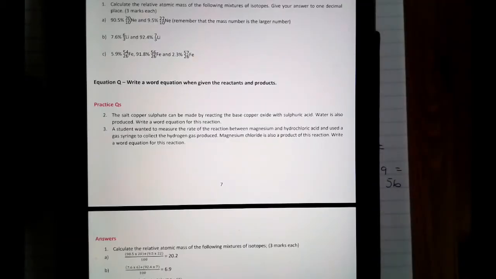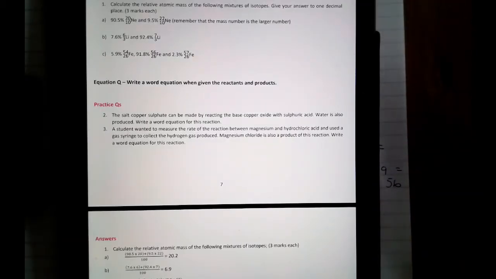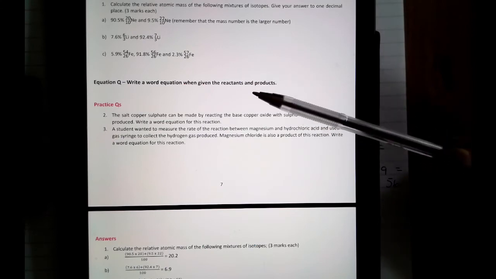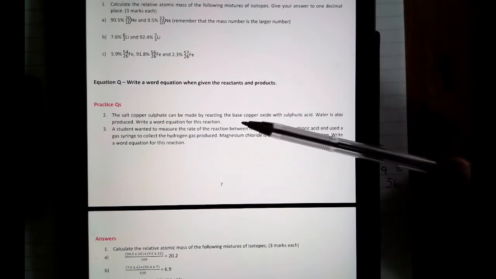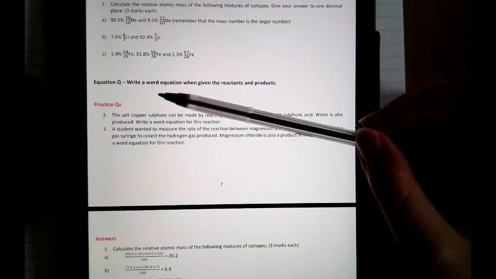Your equation question on quiz 1 is writing a word equation when given the reactants and products. This is really simple. You're given all of the information, you just need to turn it into an equation. If you're asked for a word equation, that's what you should write.